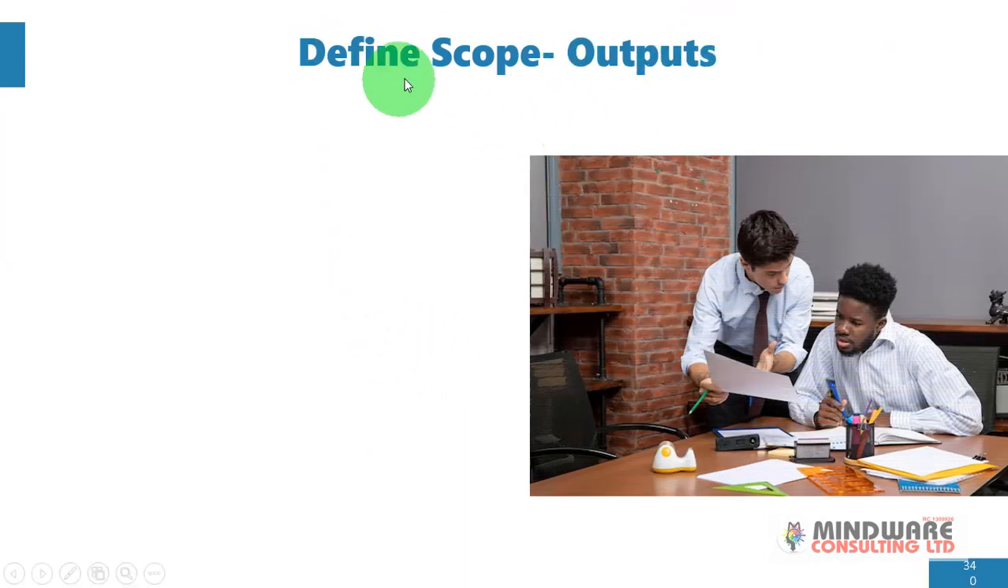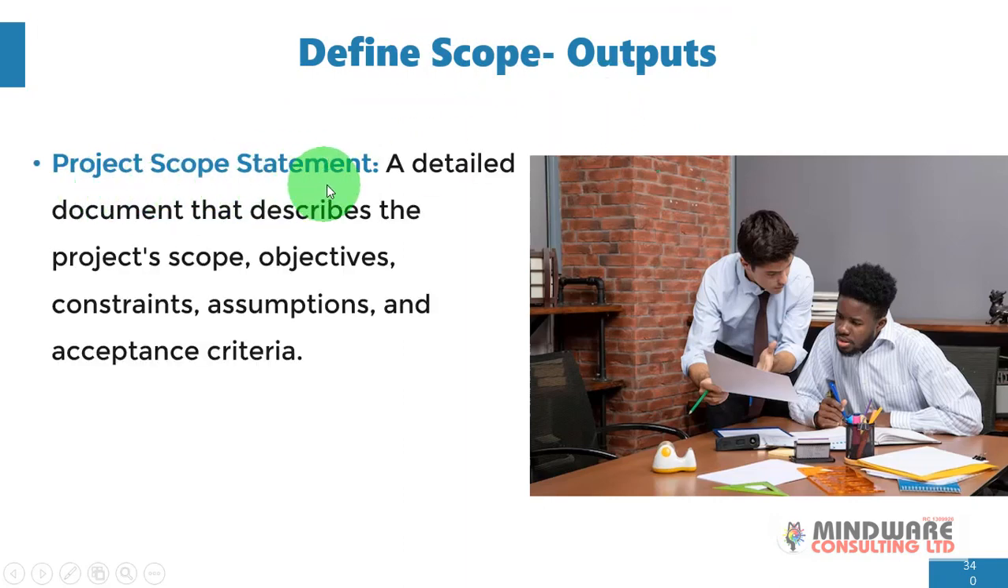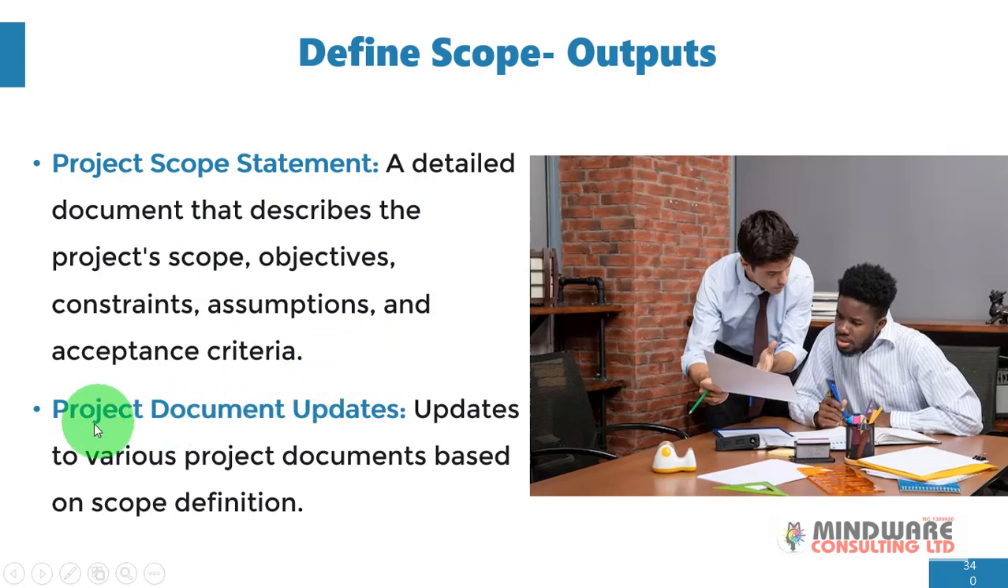So what are the outputs of the define scope process? Firstly, you have your project scope statement, which is a detailed document that describes the project scope, objectives, constraints, assumptions, as well as acceptance criteria. So this is very much all encompassing. Second, you have the project document updates, and this includes updates to various project documents based on scope definition. Okay, so these all make up the outputs of our define scope process.